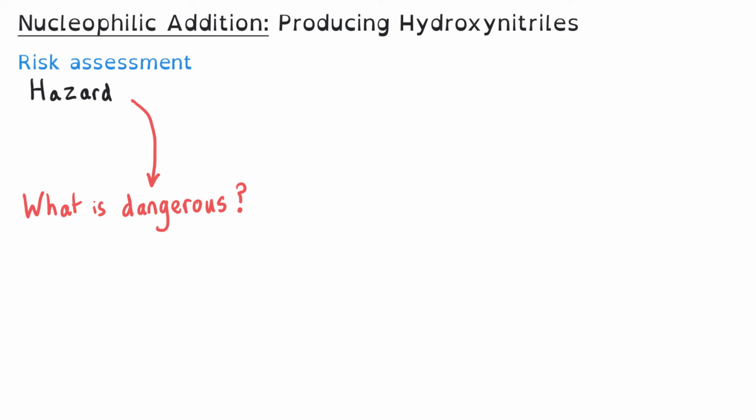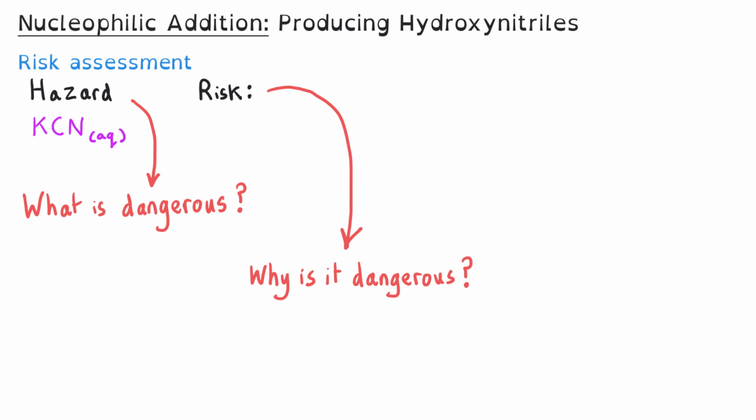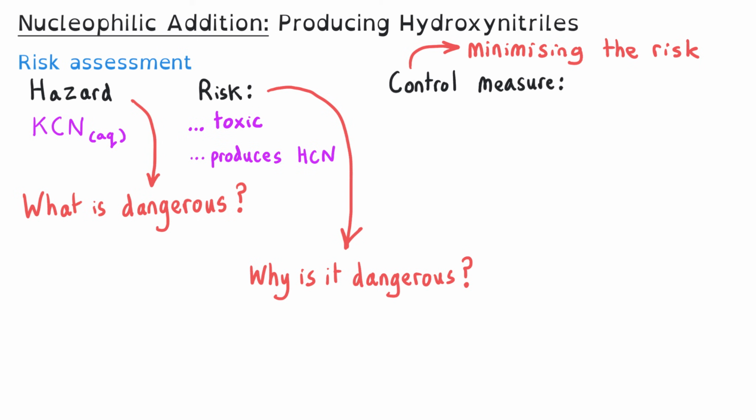The hazard identifies the chemicals that could be dangerous or the parts of a practical that could be dangerous. And so in this case, potassium cyanide is the hazard. And then the risk tells us the nature of the hazard. Well, potassium cyanide is toxic, and it also produces hydrogen cyanide in the reaction. And so we need to take steps to minimize this risk, and this is by considering the control measures.